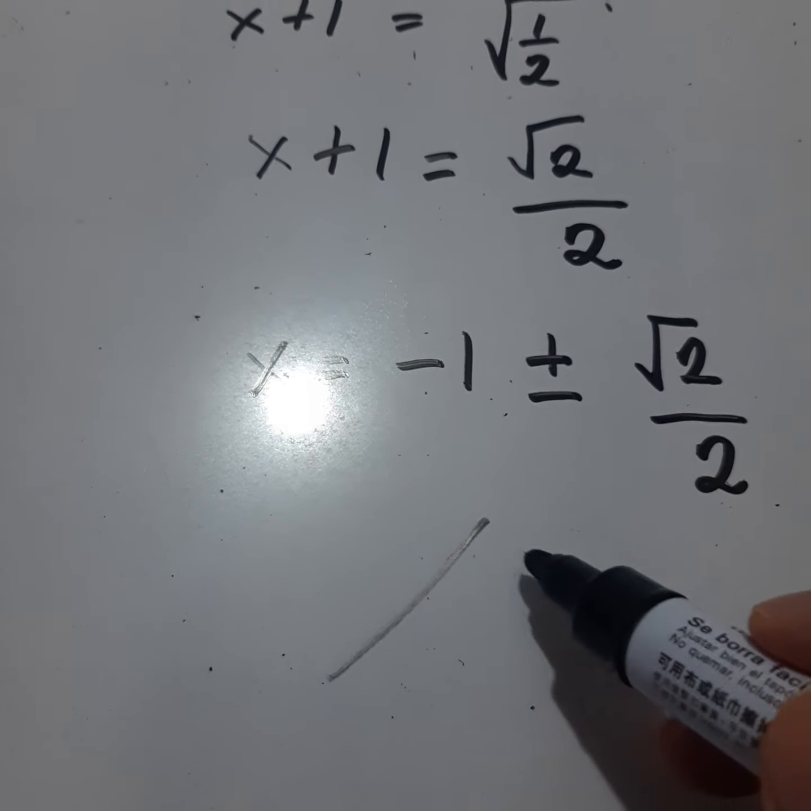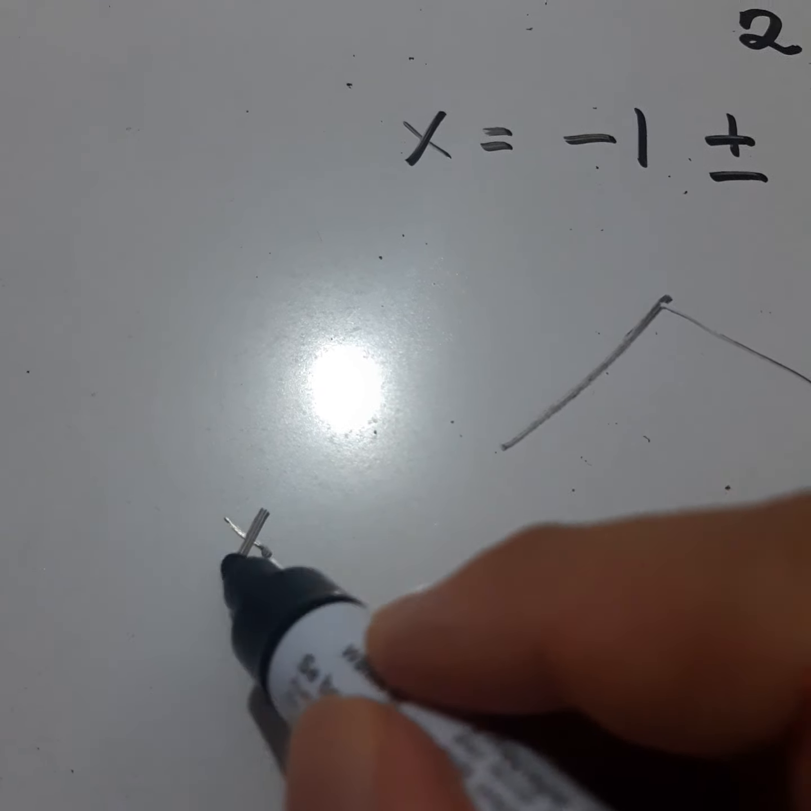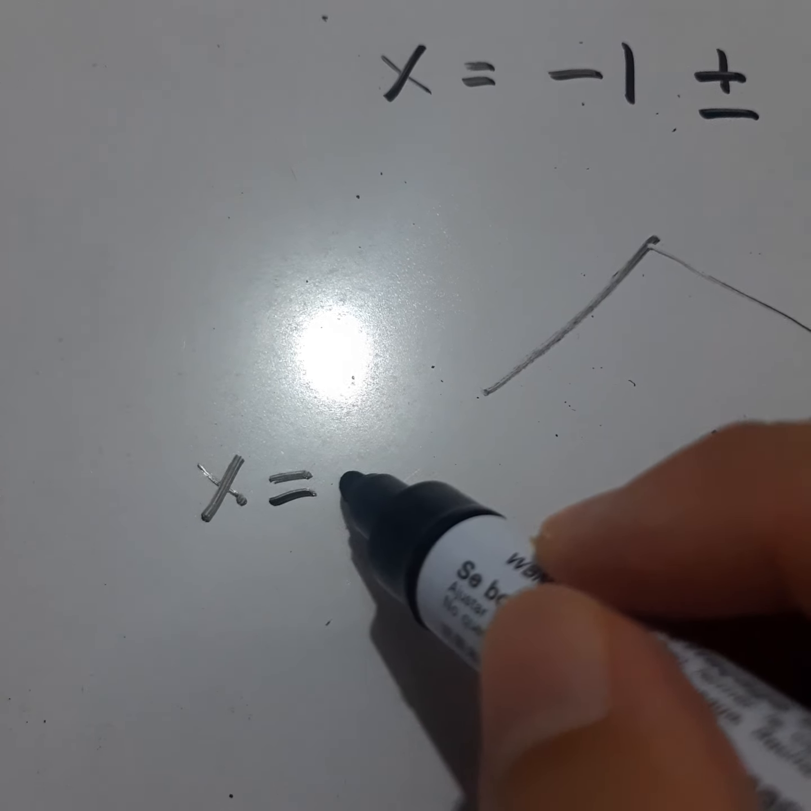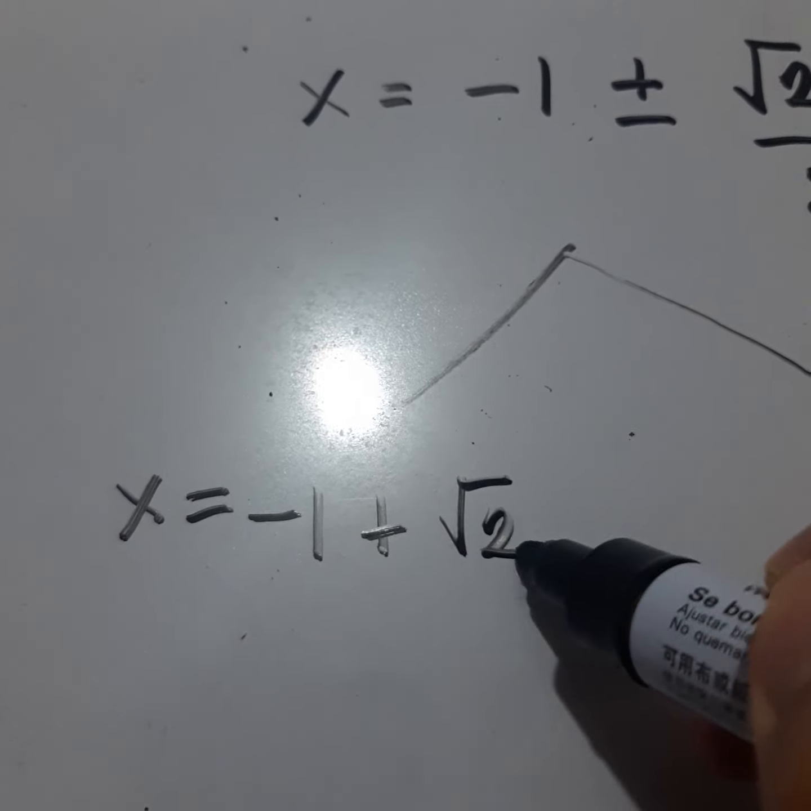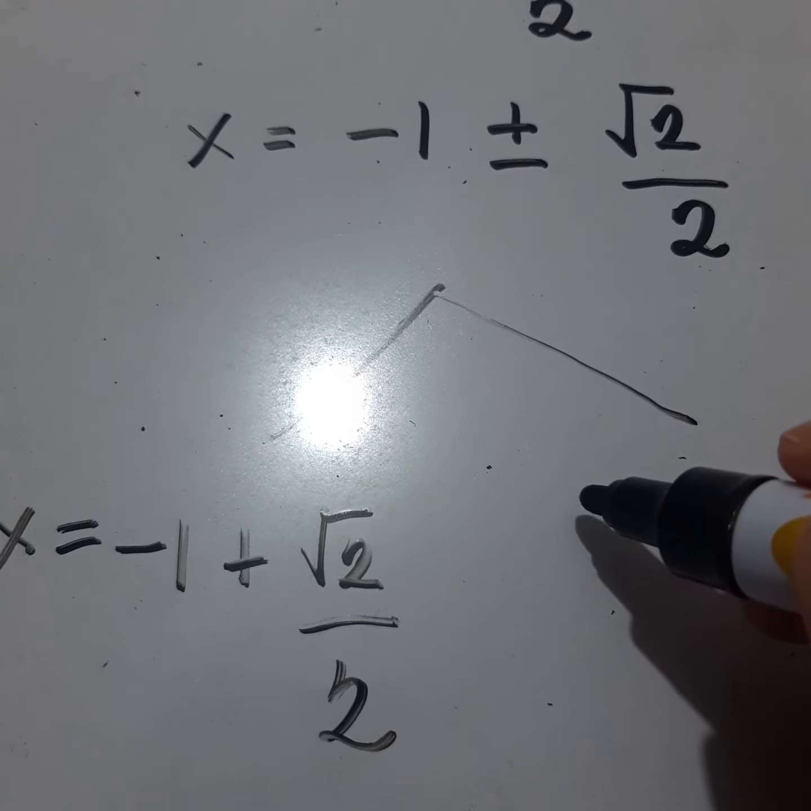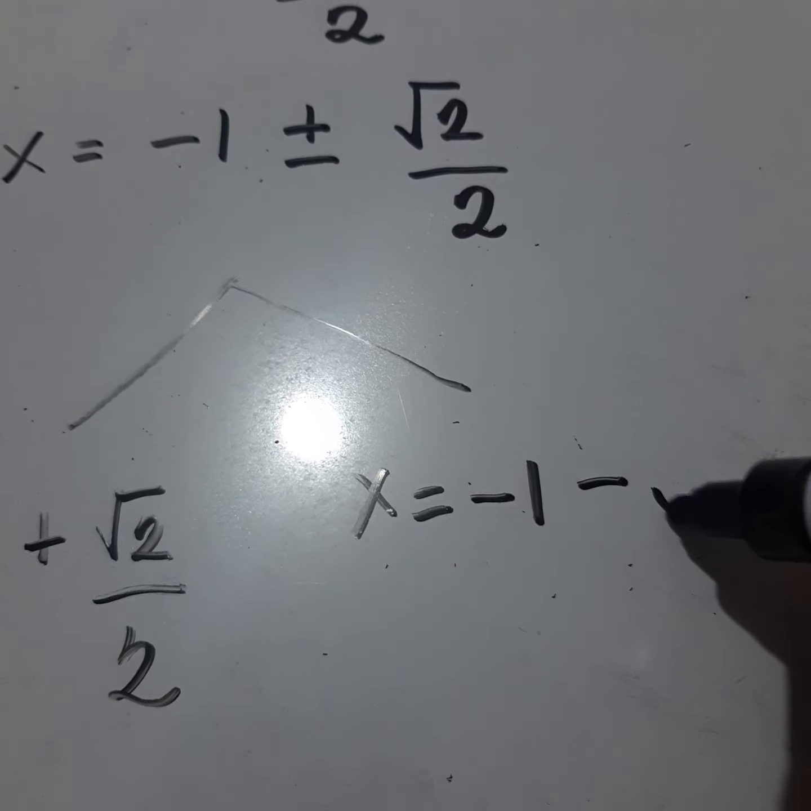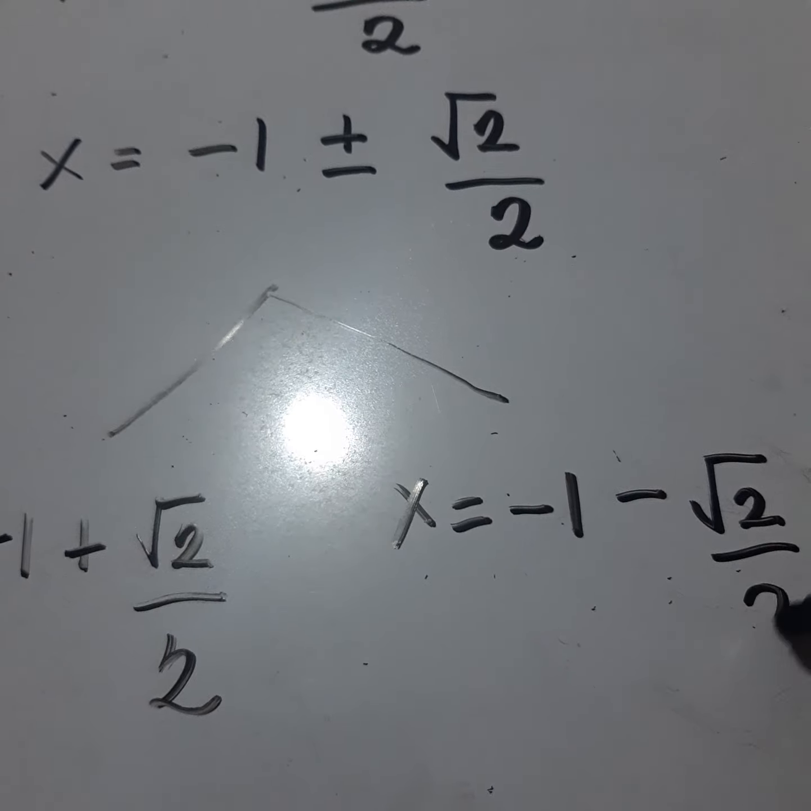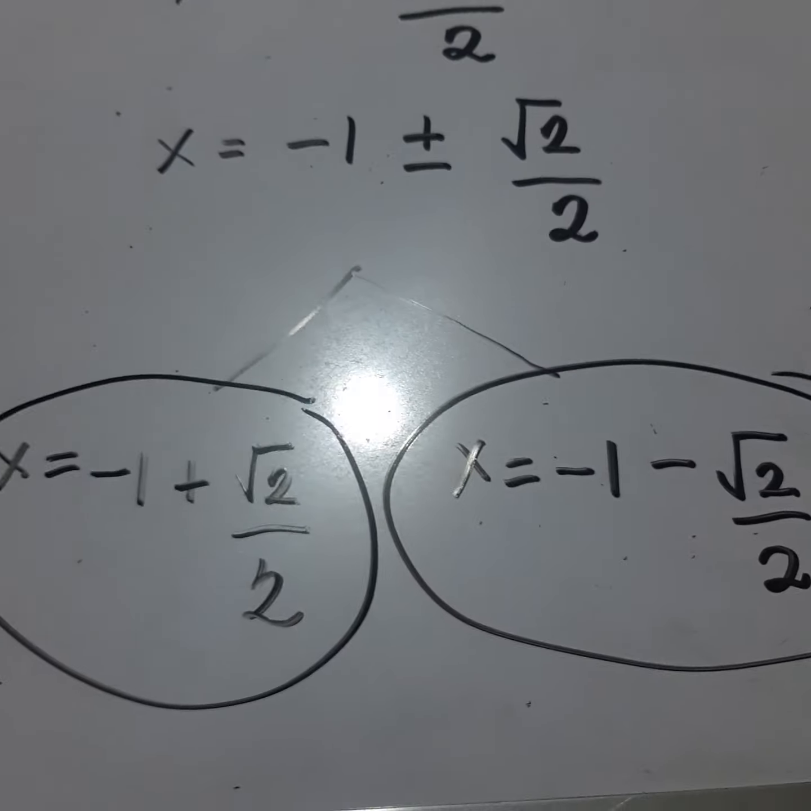So, ano yung values of x natin? So, for our first solution, we have x equals negative 1 plus square root of 2 over 2. And for our second, we have x equals negative 1 minus square root of 2 over 2. So this is our final answer.